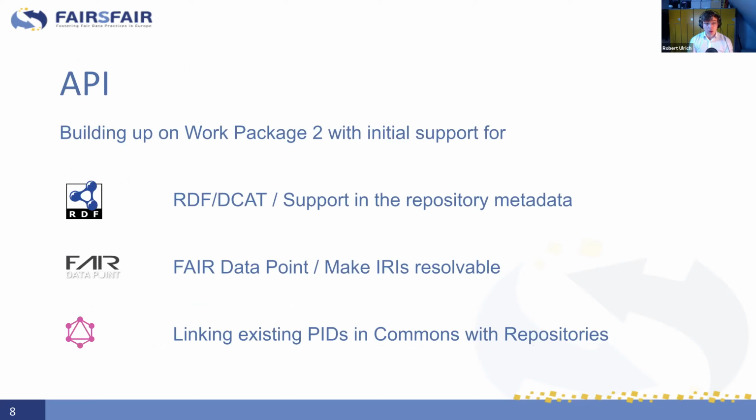Building up on this, we would also like to work on the API. There are multiple strings that we attach to. This also connects to the work package 2 in the FAIRsFAIR project, which is basically extending the FAIR data point and make the metadata or the description of the insights of a repository more elaborated, and is building up on DCAT.